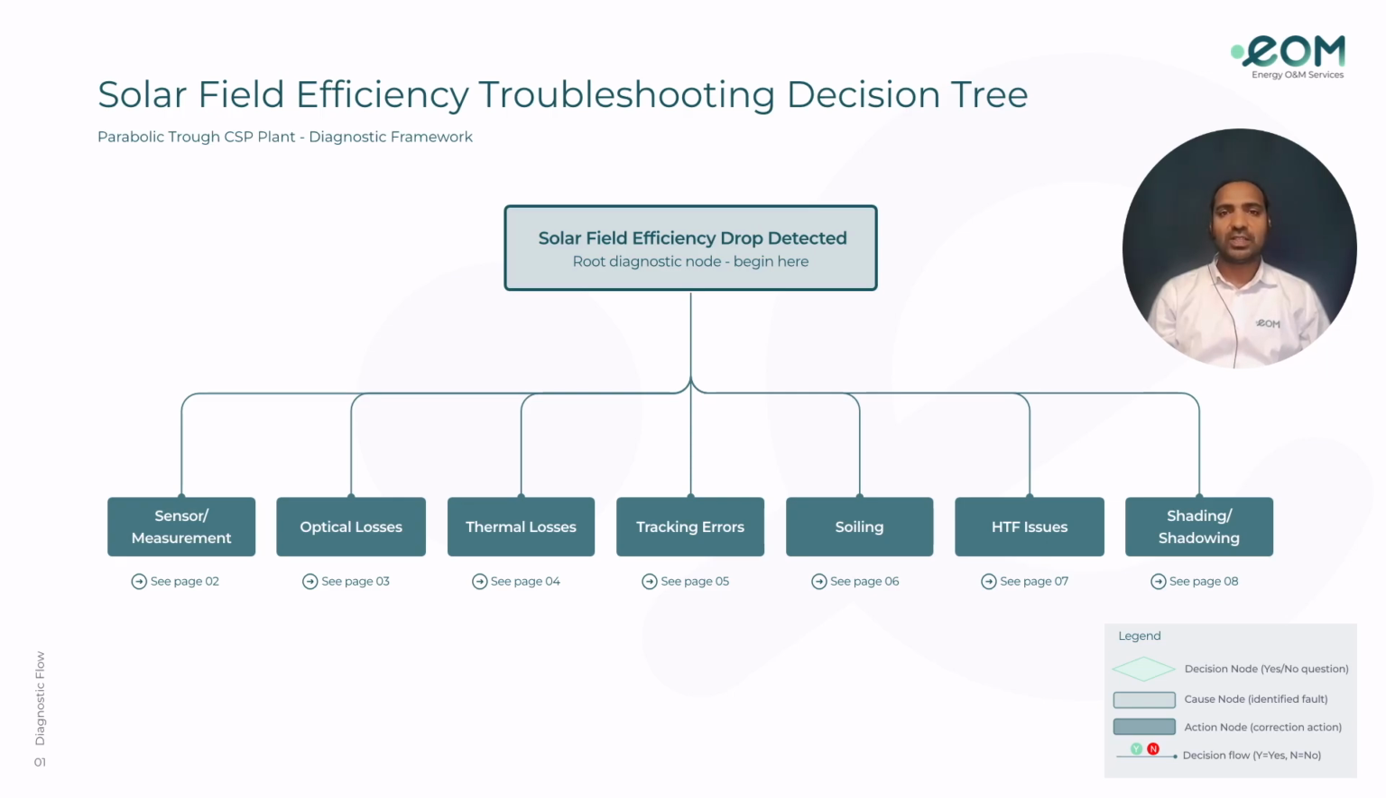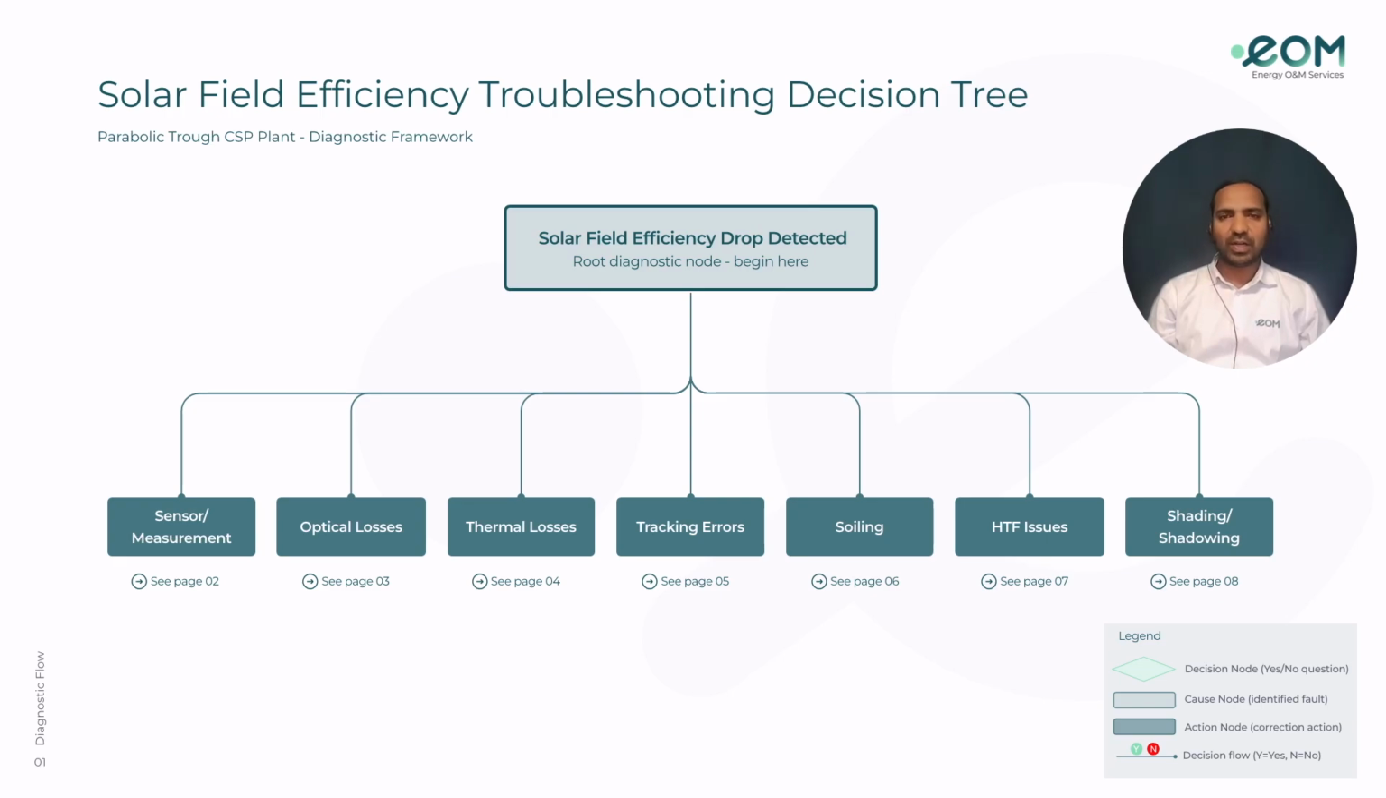The first area is sensor and measurement validation. Before diagnosing the plant itself, we first confirm that the data is trustworthy. Many apparent efficiency losses are actually caused by instrumentation or SCADA issues rather than real plant problems. Next are optical losses. Here we evaluate how effectively solar radiation is being reflected and absorbed. So this includes mirror condition, receiver condition, reflectivity, and optical alignment.